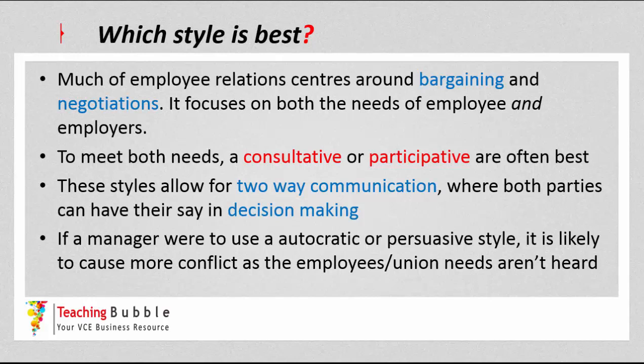But the key there is the two-way communication, and as I said before, it's hard to bargain and negotiate without two-way communication. So if a manager were to use an autocratic or persuasive style, it's likely to cause more conflict. If the manager's saying, this is the contract that you're getting, this is all you're getting, we've made the decision for you, then obviously that's going to cause some conflict and possibly some industrial action from the employees and their unions if their ideas aren't heard.